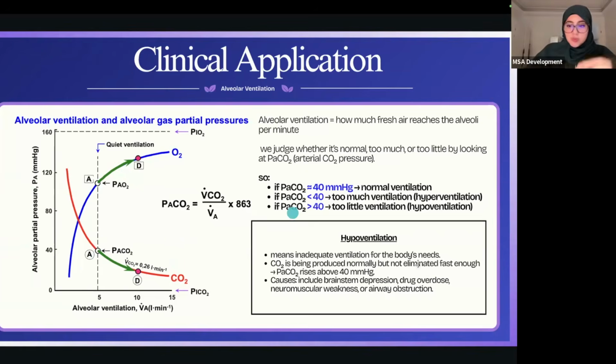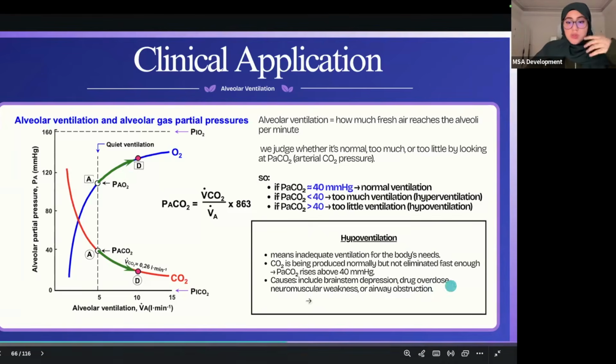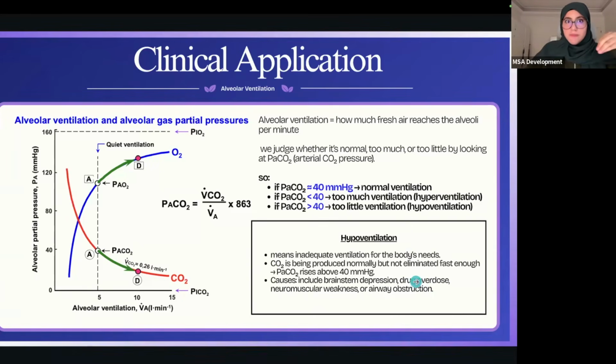And this happens in brainstem depression. Like we said before, the guy had problems ventilating. He can't inspire, he can't properly breathe, right? Drug overdose, neuromuscular weakness. This is more of an anatomical thing where you physically cannot breathe, or airway obstruction, where something is physically obstructing your airway and you can't release the CO2, so there's a buildup.